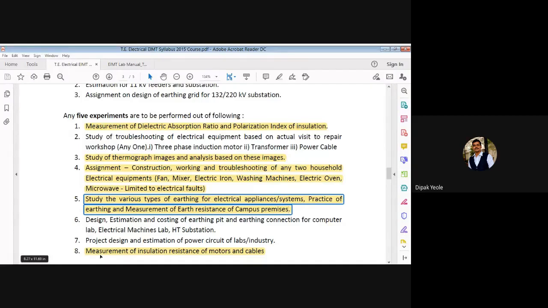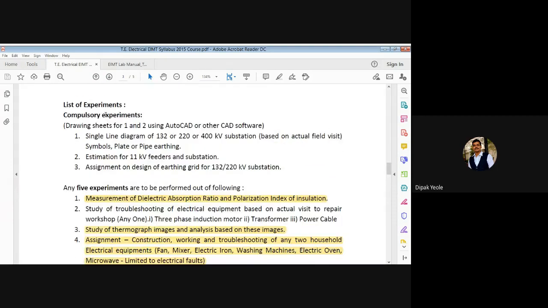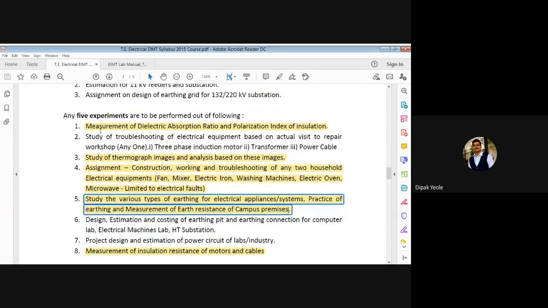And this, you can see the yellow highlighted, is the measurement of insulation resistance of motors and cables. So that also we are going to take. So this is 1, 2, 3, 4, and 5. These 5 experiments, and these 3, make your 8 experiments to be conducted for our EIMT practical. And believe me, for this subject you have term work, but no doubt term work consists of the oral also, and the submission also.